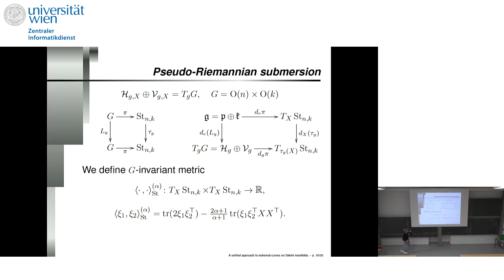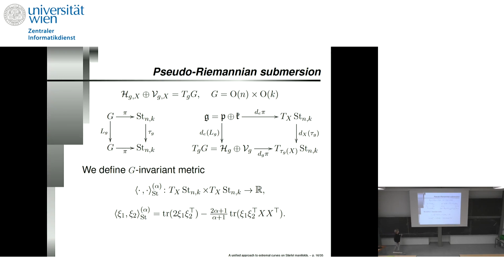It's interesting, but okay, I will show you some more concrete examples. The idea is that the restriction of this bi-invariant metric on the tangent space of G to H will give us a Riemannian metric on the tangent space to the Stiefel manifold. And then we can use this Riemannian or pseudo-Riemannian metric on the Stiefel manifold.